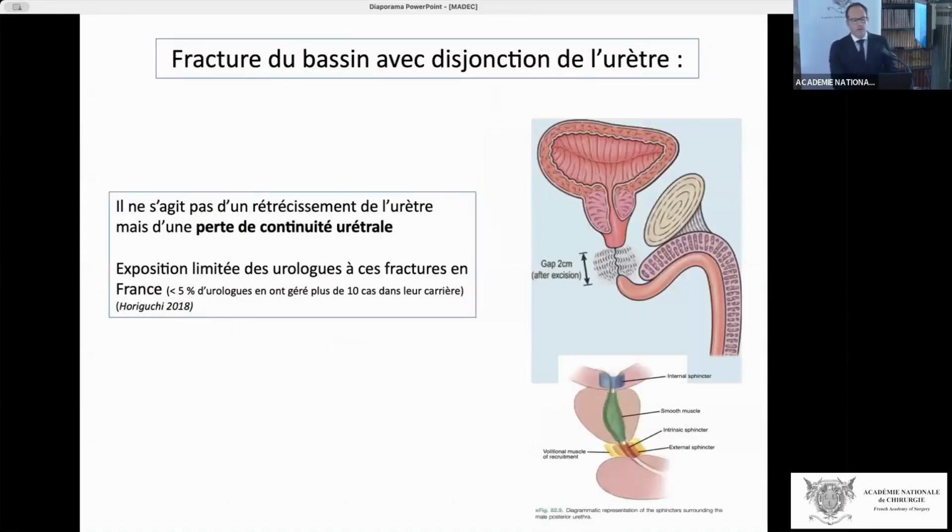There are causes related to pelvic fractures, and then there are causes related to the prostate. So regarding pelvic fractures, fortunately, with the decrease in road traffic accidents, we're less and less exposed to this type of situation. So these are major traumas, road traffic accidents involving a pelvic fracture. And ultimately, the term stricture isn't really appropriate. In fact, that's why in English, they don't call them strictures. It's actually more of a urethral distraction that occurs at the level of the urethra, of the membranous urethra, with a loss of continuity.